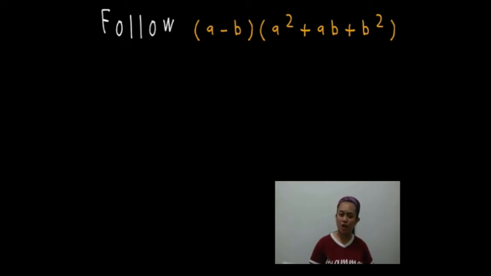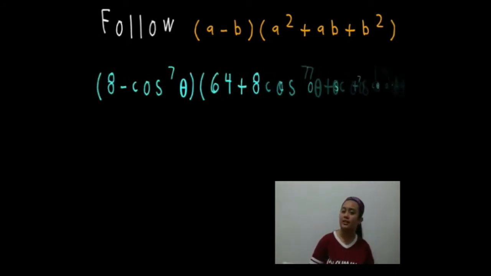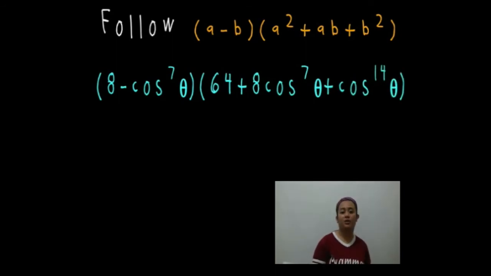Following the guide equation, we will arrive at the given factor, which is quantity 8 minus cosine raised to the 7th power theta, multiplied to quantity 64 plus 8 cosine raised to the 7th power theta plus cosine raised to the 14th power theta. That's it! Now you've used the DOTC in order to find the factor. On to our last and final chapter.